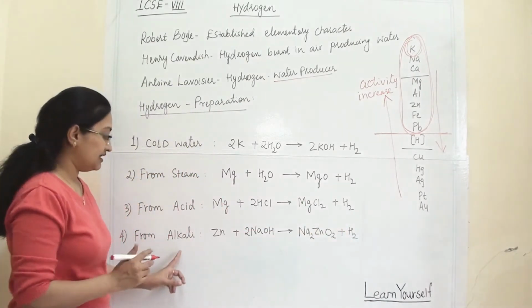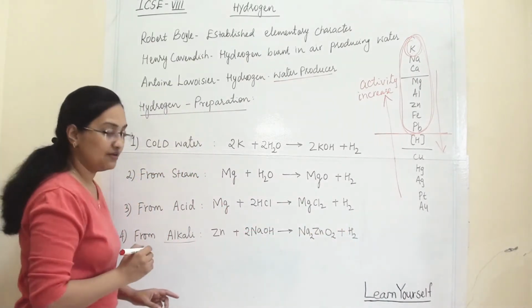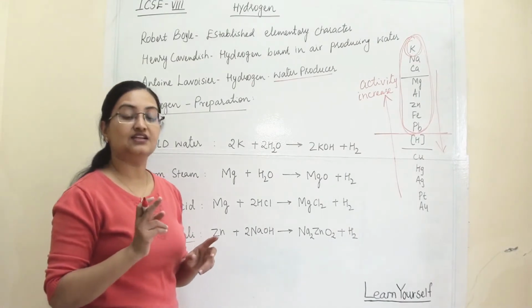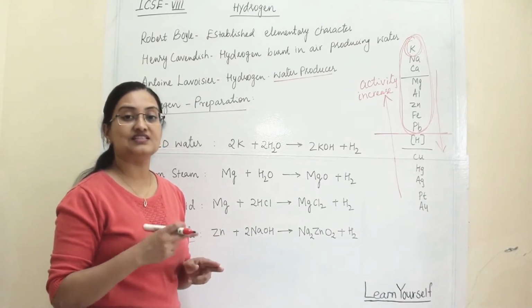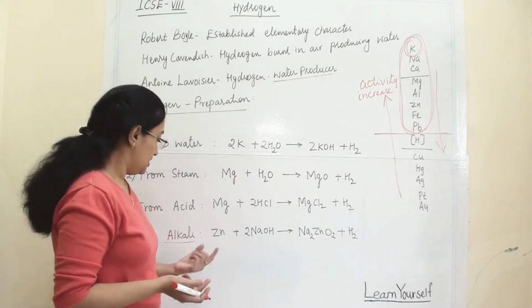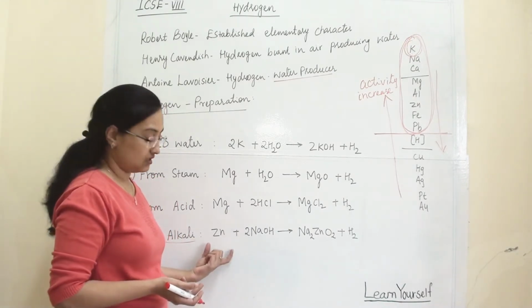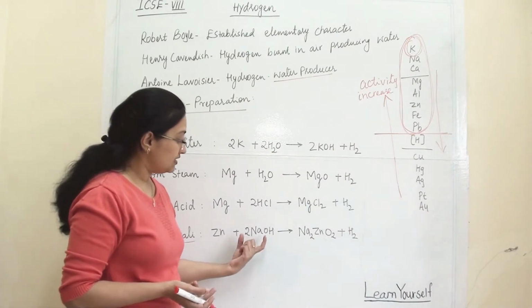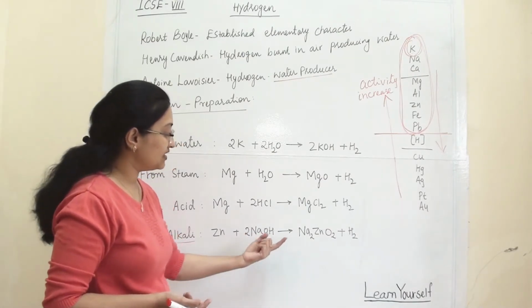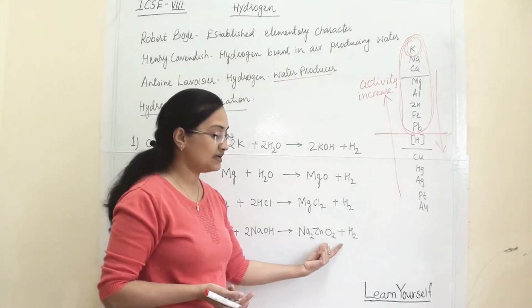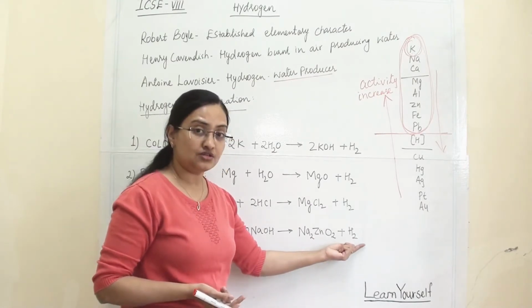Then from alkali. Now what is the meaning of alkali? When any base dissolves in water, it is termed an alkali. So when an alkali reacts with zinc, zinc and alkali together will give us Na2ZnO2 and hydrogen gas.